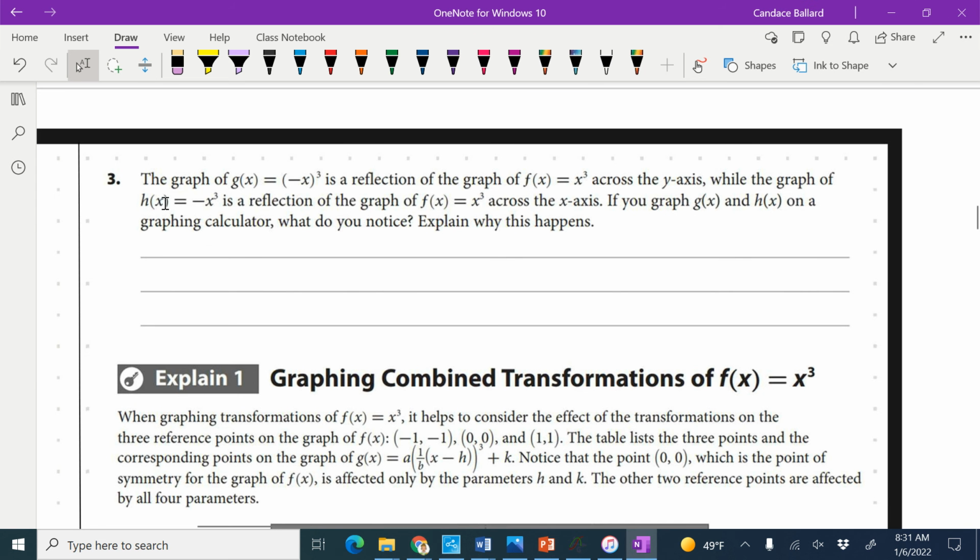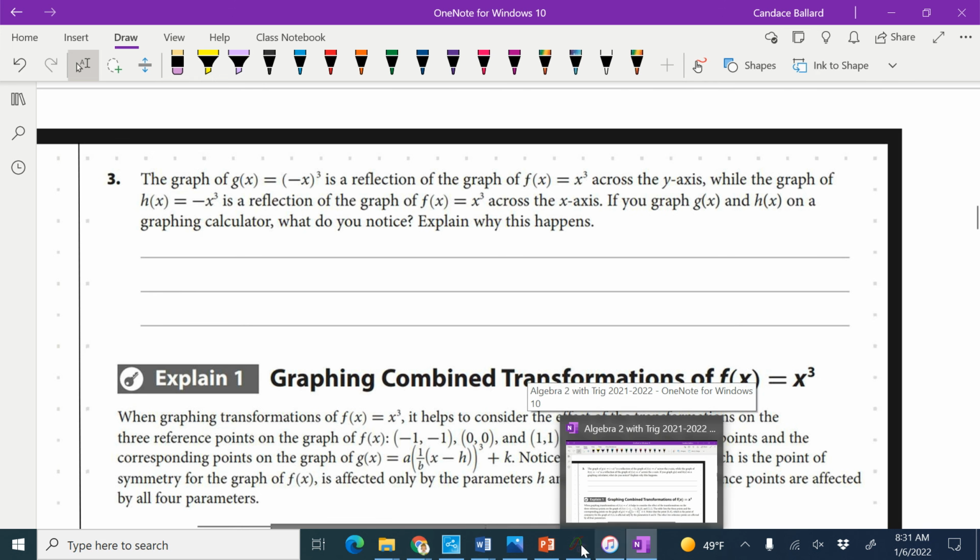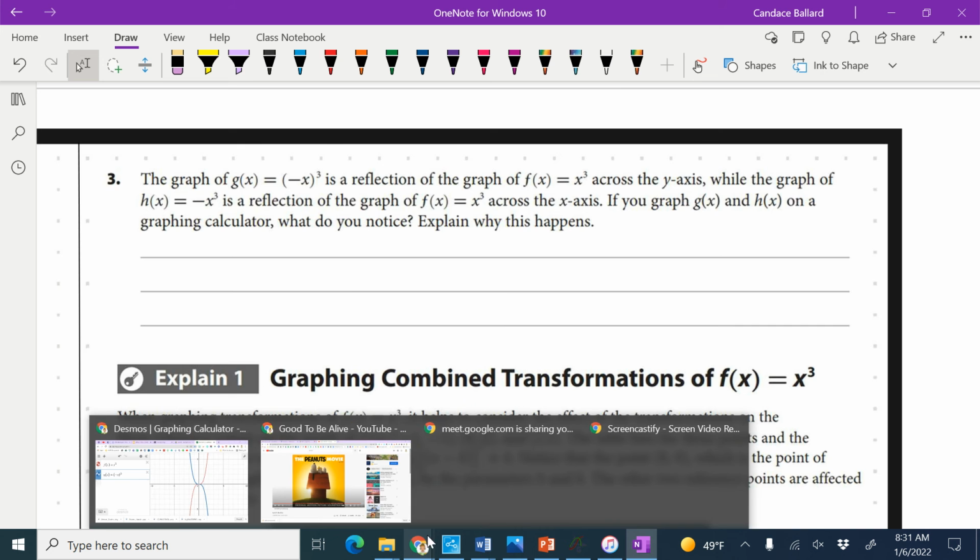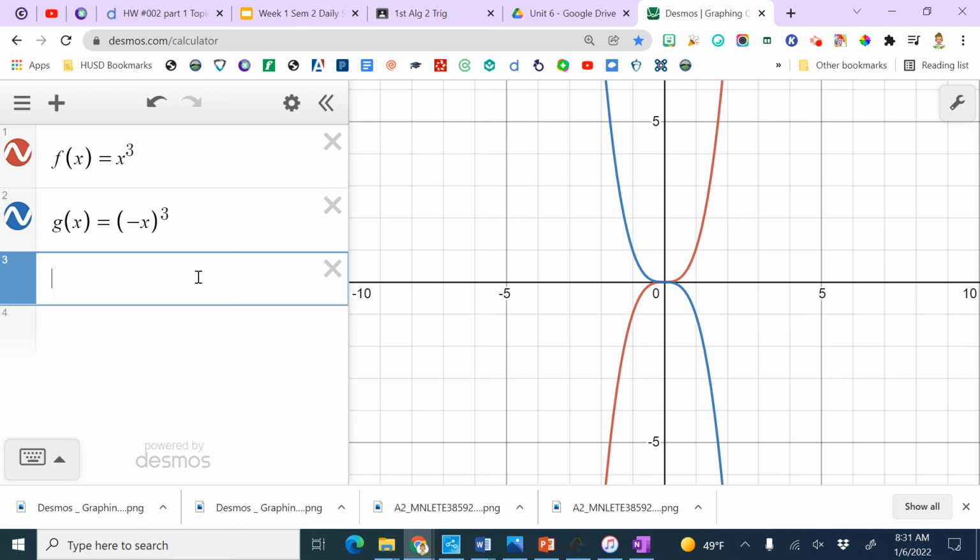The graph of h of x equals negative x cubed is a reflection across the x-axis. So let's type it in without the parentheses. That's what they want us to do next. Let's look at that. So h of x equals negative x to the third. What happened?